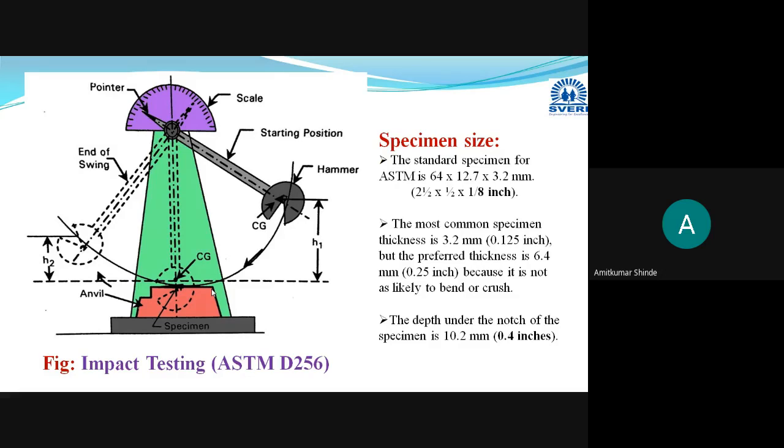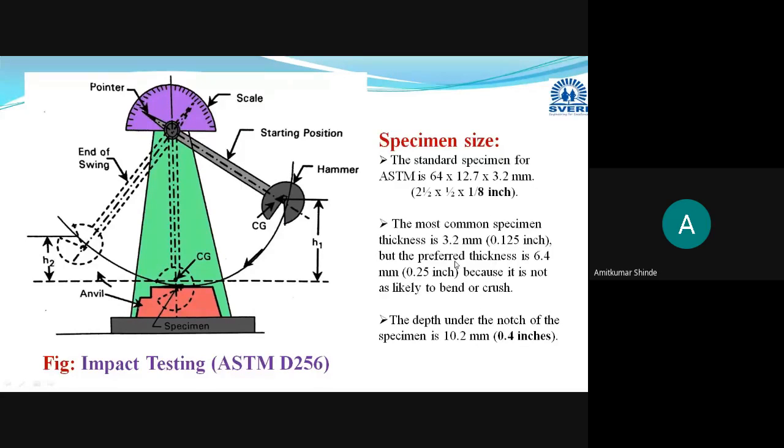The Izod impact test is used for plastic materials, and for conducting that test, the standard specimen is prepared with the mentioned dimensions according to the ASTM standards, which is ASTM D256. According to this standard, you have to do the test specimen preparation and follow the particular test procedure. The standard dimensions are 64 by 12.7 by 3.2 millimeter.